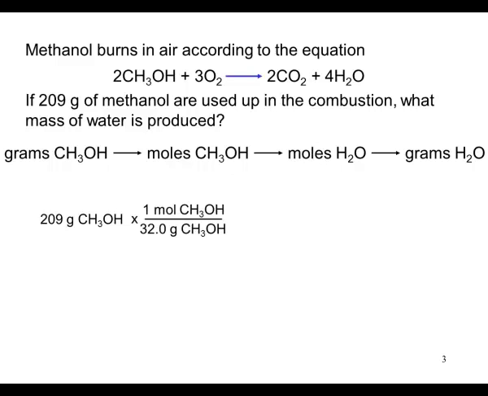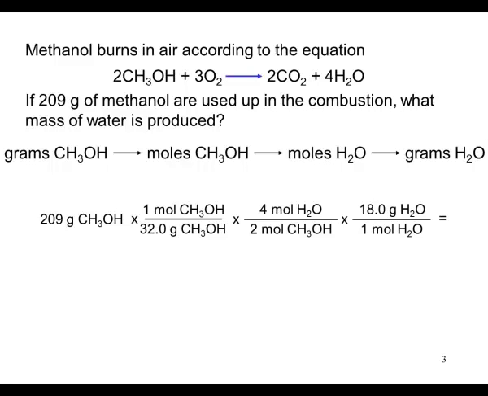209 grams of methanol divided by 32.0 grams, the molar mass of methanol, times 4 moles of water for every 2 moles of methanol, times 18 grams of water per mole of water, yields 239 grams of water. Notice that 4:2 ratio there. That's called the mole ratio. If you look at the balanced equation, there are 4 moles of water for every 2 moles of methanol.